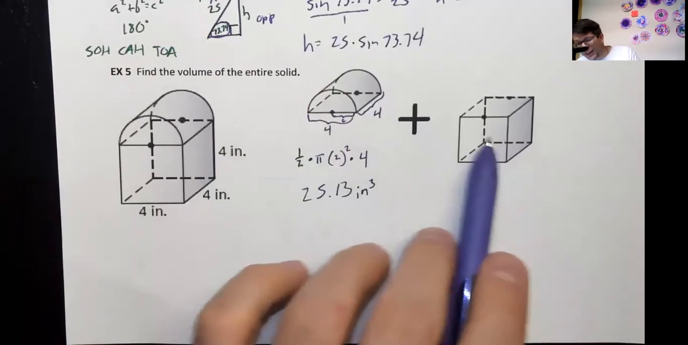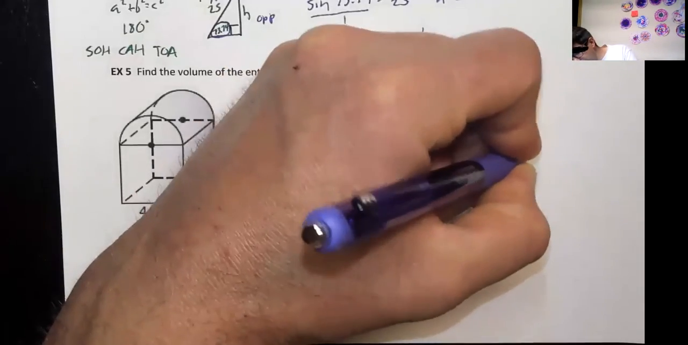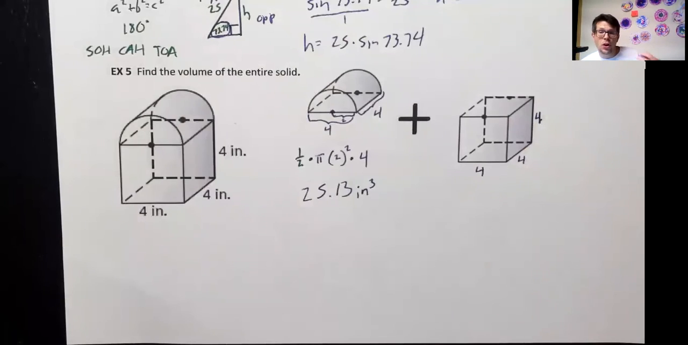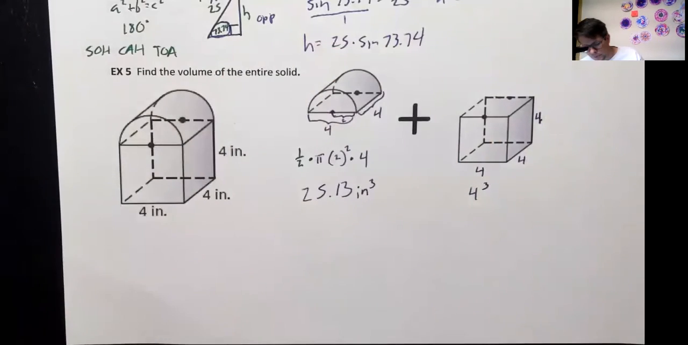Second one is a cube. It has a width of 4, it has a depth of 4, and it has a height of 4 as well. They're all the same. They're all going to get multiplied by each other, and so the easiest way to calculate this volume right here is to just write it as 4 cubed.